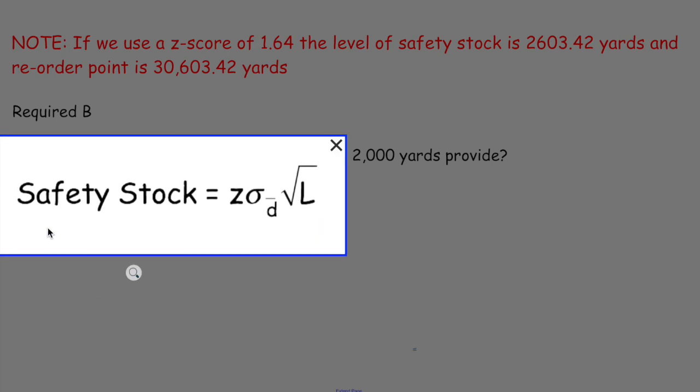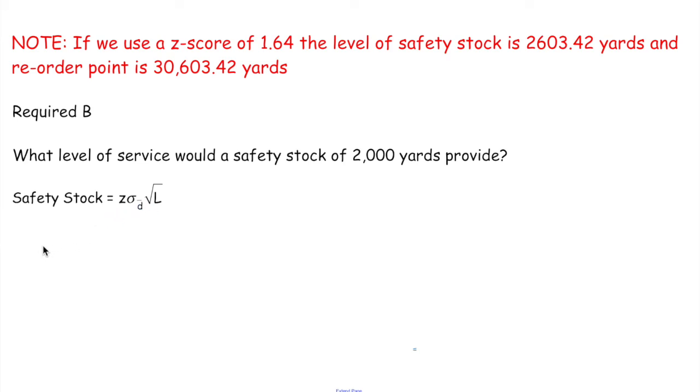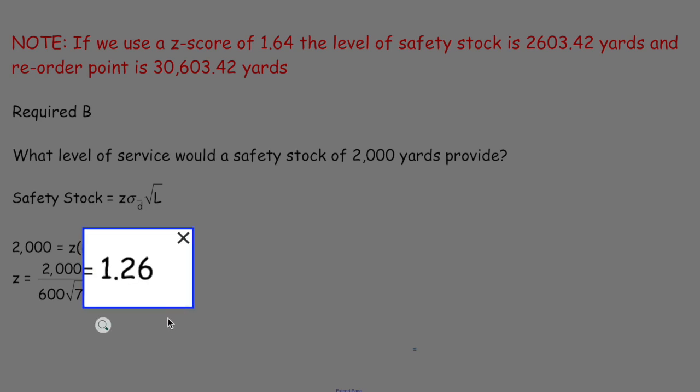So safety stock can be thought of as Z times sigma d bar times the square root of L. We know that the safety stock is 2,000, that sigma d bar is 600, and L is still 7. So we're going to first figure out our z-score, and then with the help of the normal probability table, we'll try to determine what service level that Z corresponds to. Once again, if I plug things in, for safety stock I'm going to plug in 2,000, for sigma d bar 600, and for L we're going to plug in 7. If we solve for our z-score, we get an answer of 1.26, rounded to 2 decimal places.